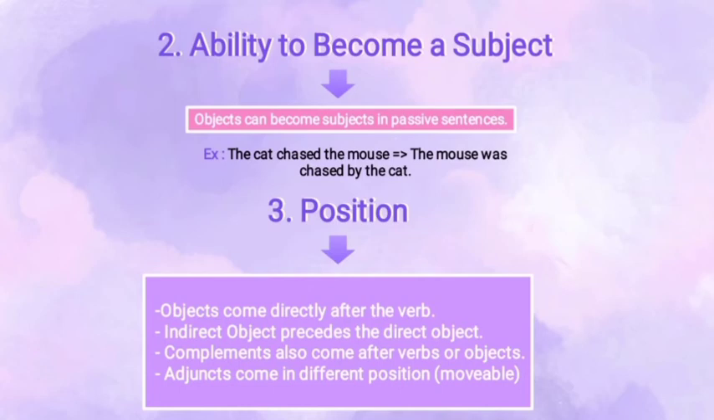The third, position. Objects come directly after the verb. Indirect object precedes the direct object. Complements also come after verbs or objects. Adjuncts come in different positions.